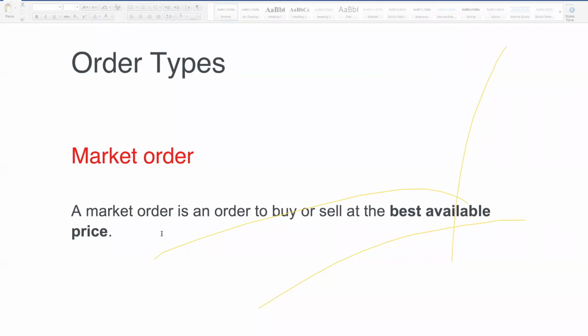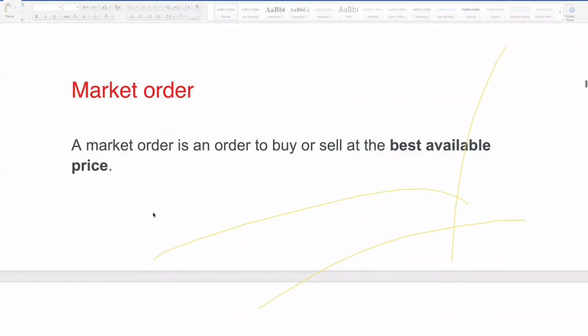A market order is an order to buy or sell at the best available price. This is when you want to trade and you are not going to use pending orders. Let's say the price of euro dollar is $1.17. The moment you click buy, the broker is going to offer you at that price. This is what is called instant execution.